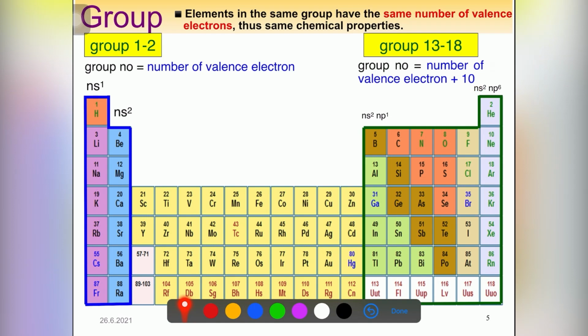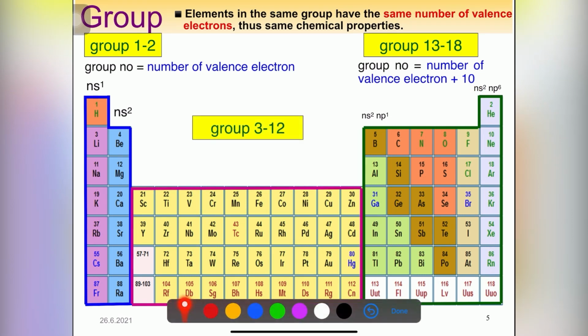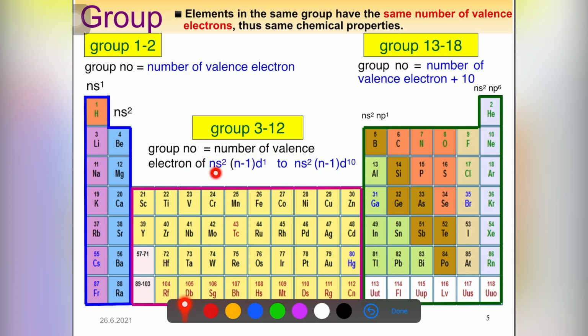Let's see the transition elements, in between group 3 until 12. Here, 3 until 12, the group number is equal to the number of valence electrons, which occupy orbital s and orbital d. Orbital d is n minus 1. If here is 4, so n is 4 minus 1, so it becomes 3. It shows that the valence electrons for group 3 until 12 will occupy orbital s and d.